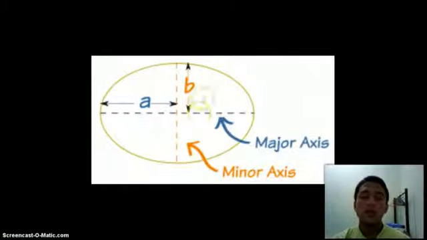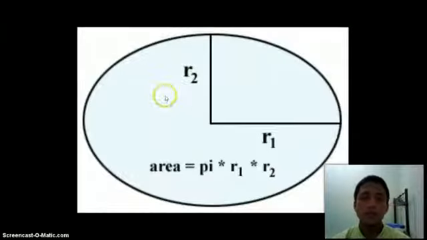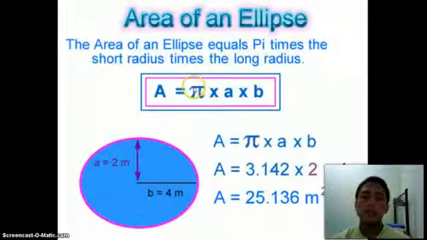So we go to the area of an ellipse. To find the area of an ellipse, we should know the major axis and the minor axis. The orange line is the minor axis and the blue line is the major axis. But in the area formula, we just have to know half of them, which is B and A. The area of the ellipse is pi times R1 times R2. R1 is half of the major axis and R2 is half of the minor axis.